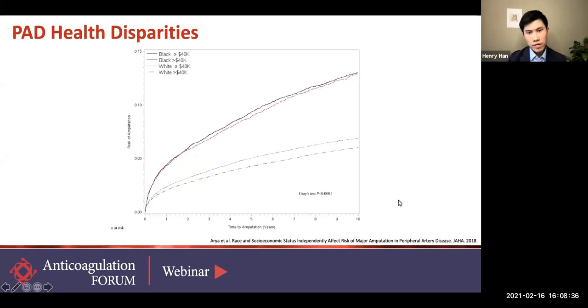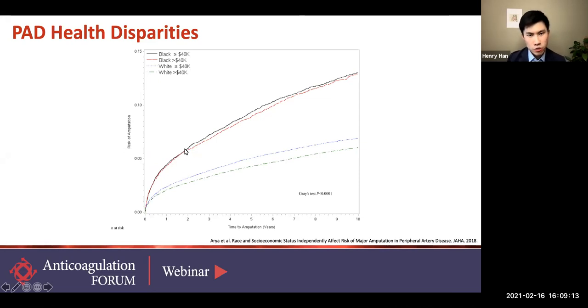I want to bring this again back into focus in terms of health disparities. As we had seen from the first graph, this is a disease that seems to disproportionately affect older people, and in particular Black or African-American patients. And so this was a study from 2018 by Arya et al. They actually were interested in not just how race affects the risk of amputation, as you can see on the y-axis, but socioeconomic factors using an annual household income of $40,000 as well.